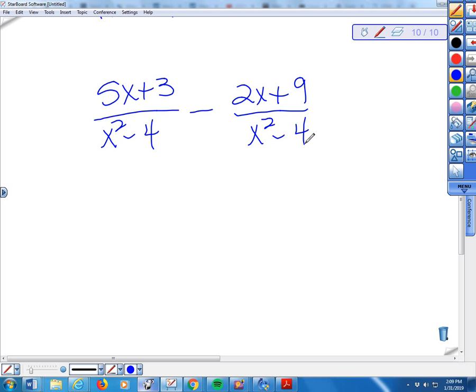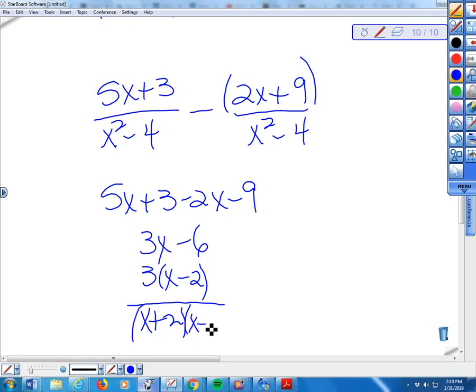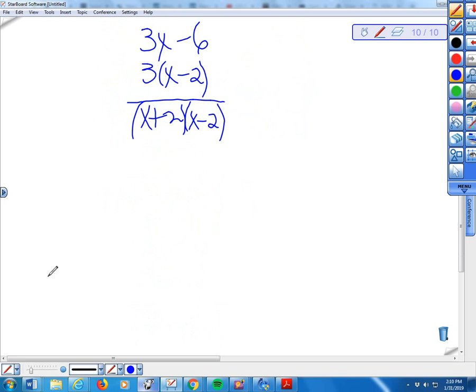The key here is, if this is plus, that's pretty easy. If it's minus this whole thing, you've got to remember to distribute the negative. So in the numerator, this becomes 5x plus 3 minus 2x minus 9. 5x minus 2x is 3x. 3 minus 9 is negative 6, which I can then factor in the numerator. The bottom factors, this cancels. My answer is 3 over x plus 2.